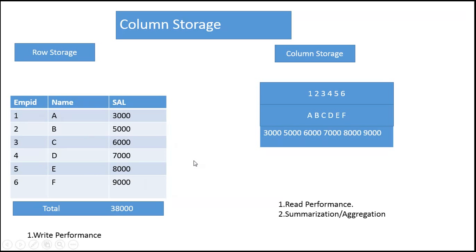So the one you're pointing to, is it row storage or column storage? The one that has emp ID, name, and salary as the columns. Is it the row storage or the column storage? This is the row storage. Okay. But I need only the total salary. But in this row storage, it scans every employee ID and name and then gives the output, 30,000. It doesn't require employee ID and name in our case.